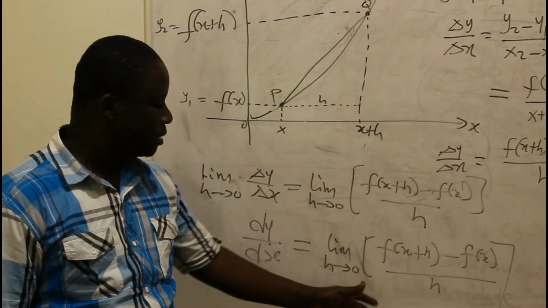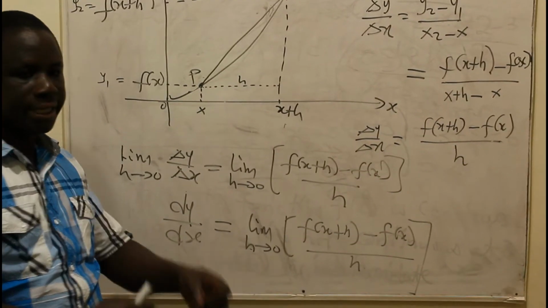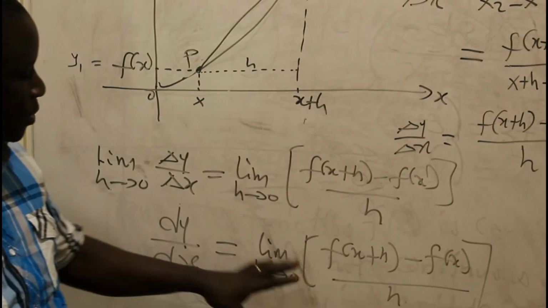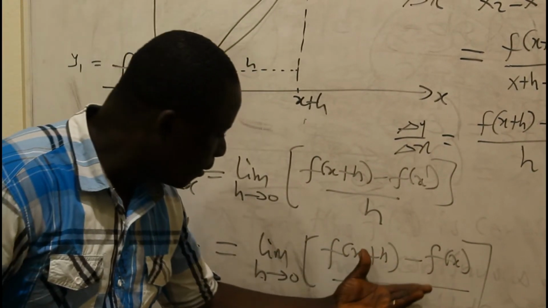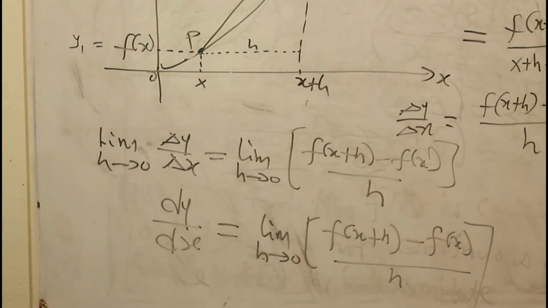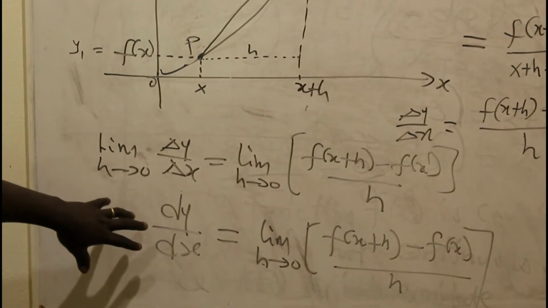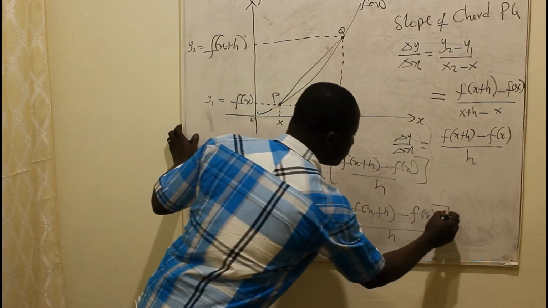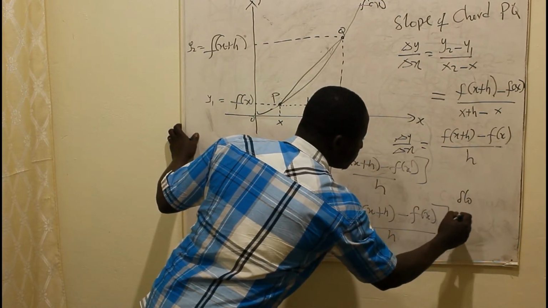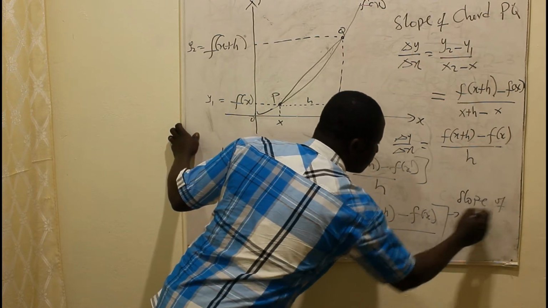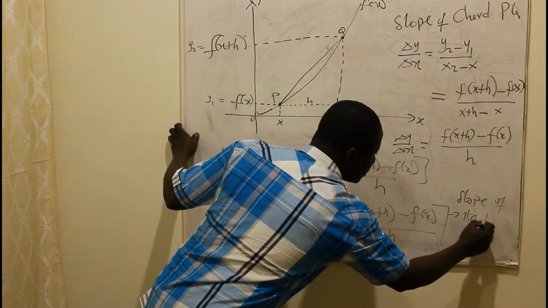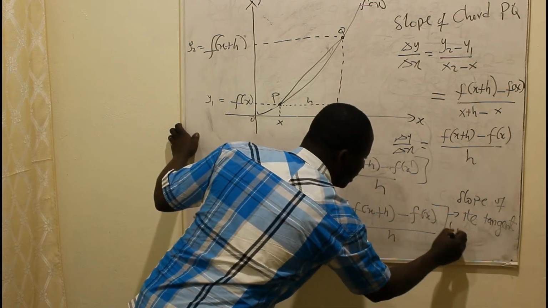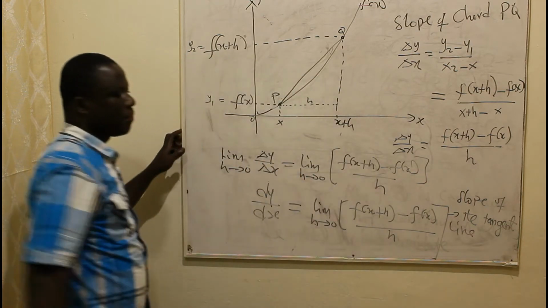So you pick the limits as h approaches all the small changes. Some books will use delta x, telling you the small changes approach 0 of the function of this difference divided by h. Then you get the slope of the chord. So this tangent, this one gives you the slope. It gives the slope of the tangent line at a particular point.